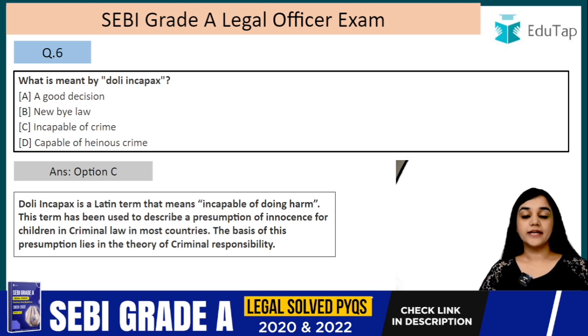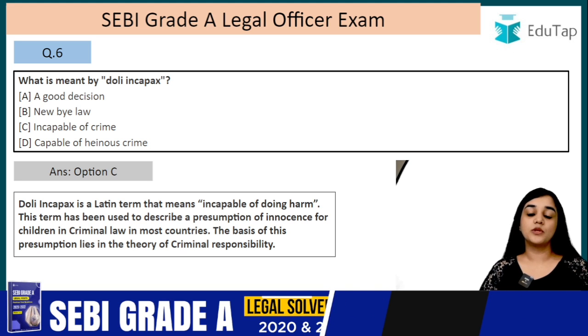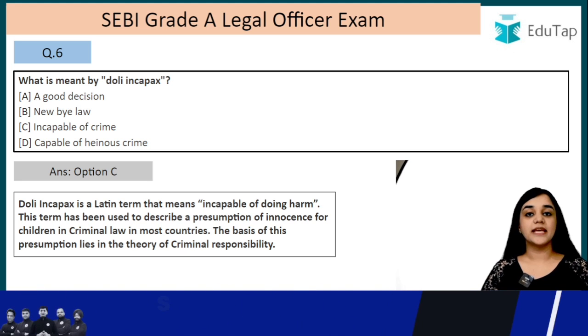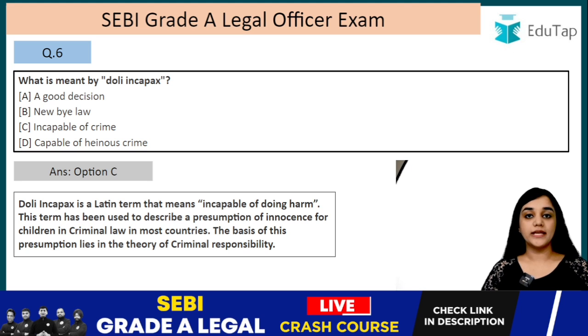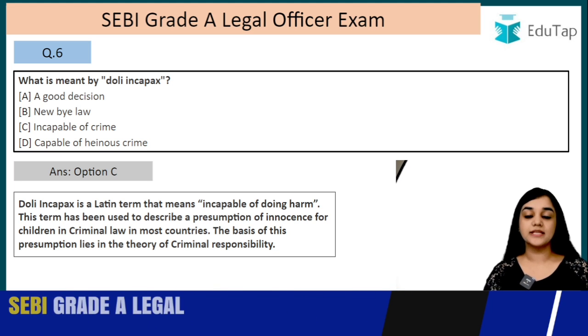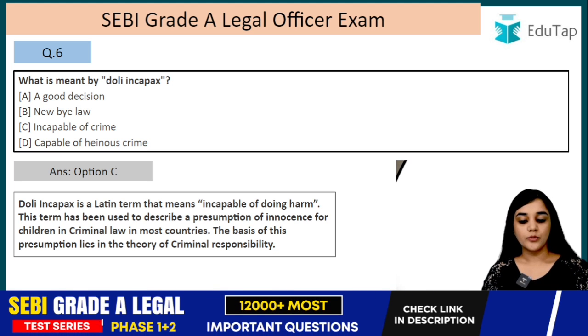The basis of this presumption lies in the theory of criminal responsibility. So you must have read it in section 82 of IPC, where it is termed that a child below the age of 7 is incapable of doing any crime. He is doli incapax, and that is why he has been given absolute immunity. So this is what doli incapax means, incapable of crime. Question number 7.